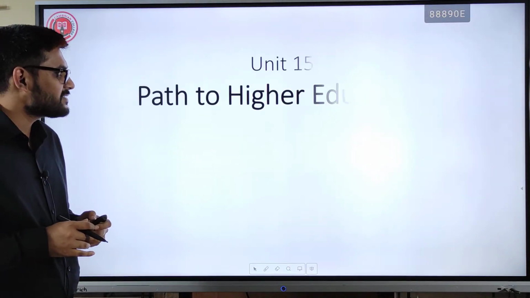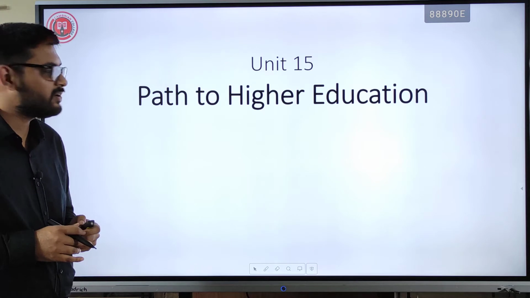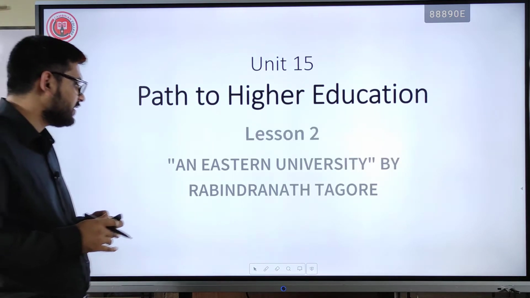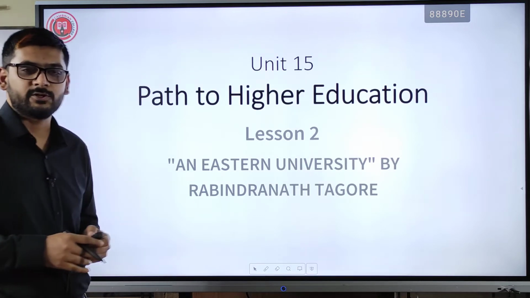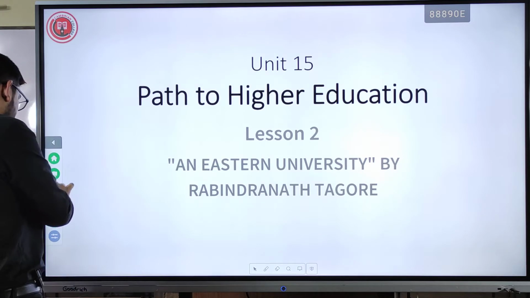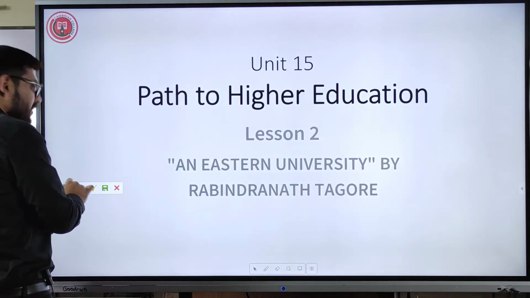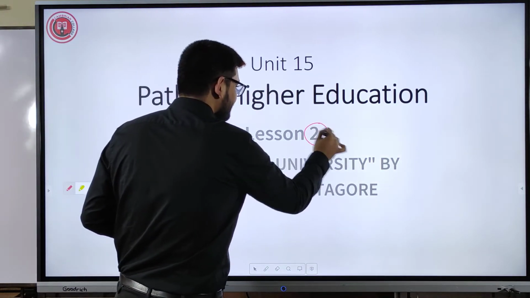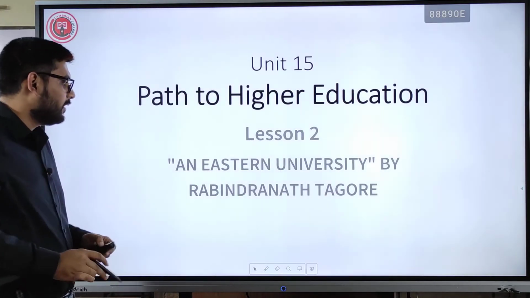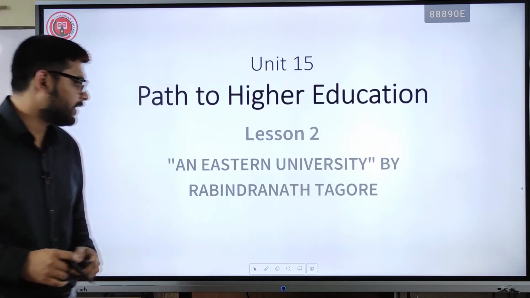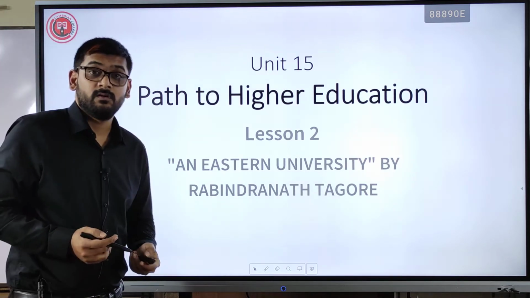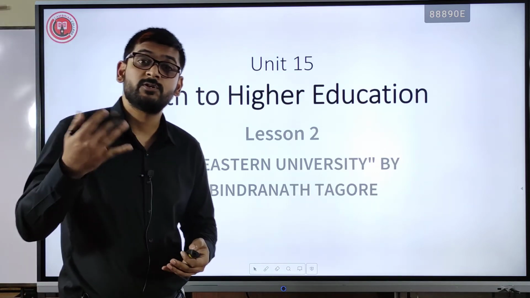We will discuss a lesson from Unit 15. And the lesson is An Eastern University by Rabindranath Tagore. Okay, actually the lesson number should be lesson 1. I have made a blunder. Sorry about that. So, An Eastern University by Rabindranath Tagore. What does Eastern mean? You all know. East means Purbo, Purber Bishwabidyalay.